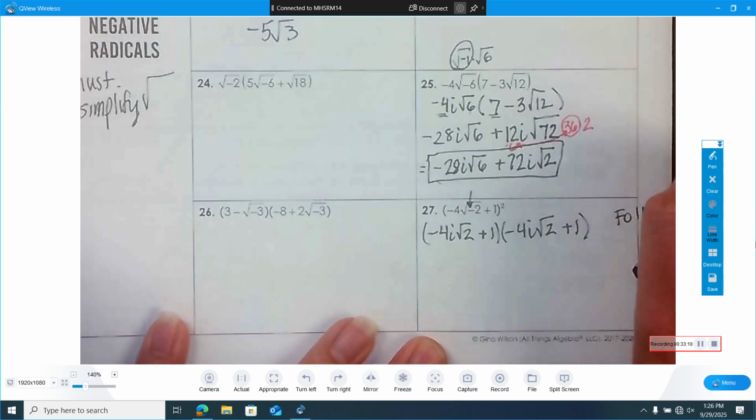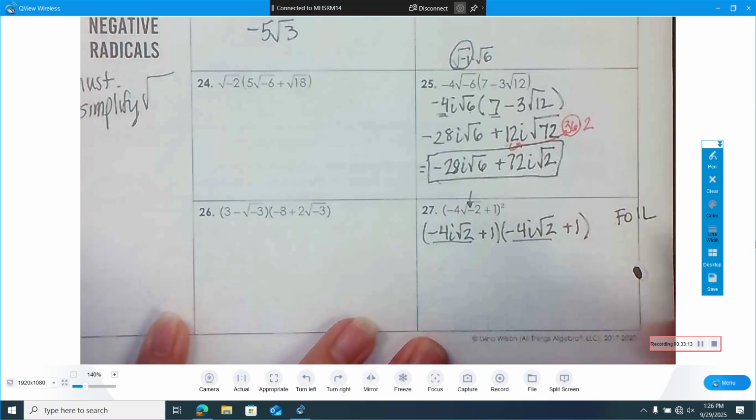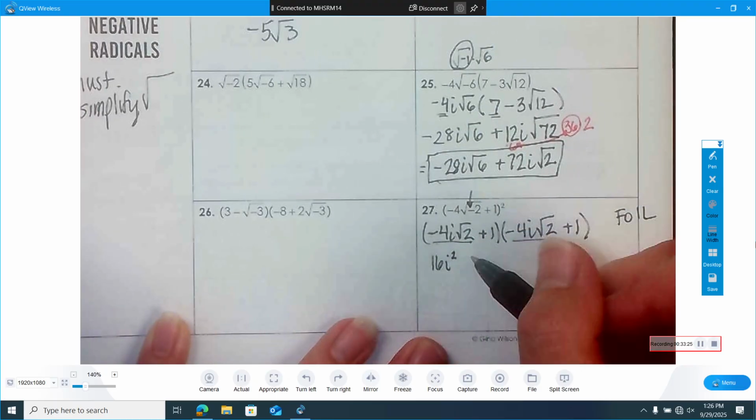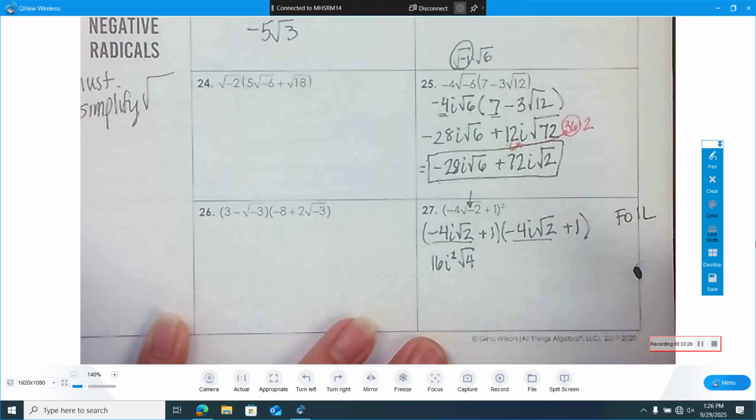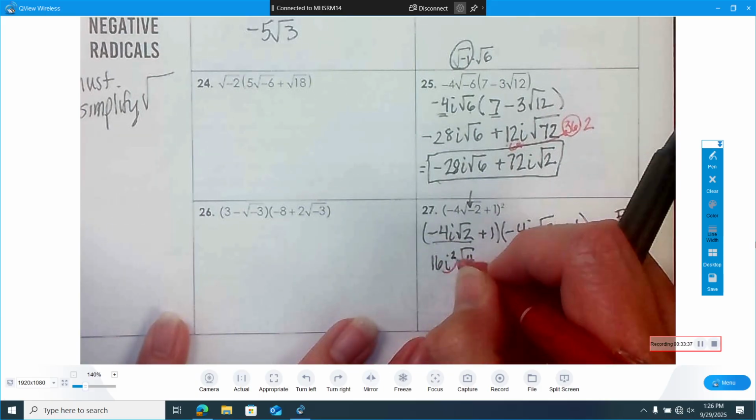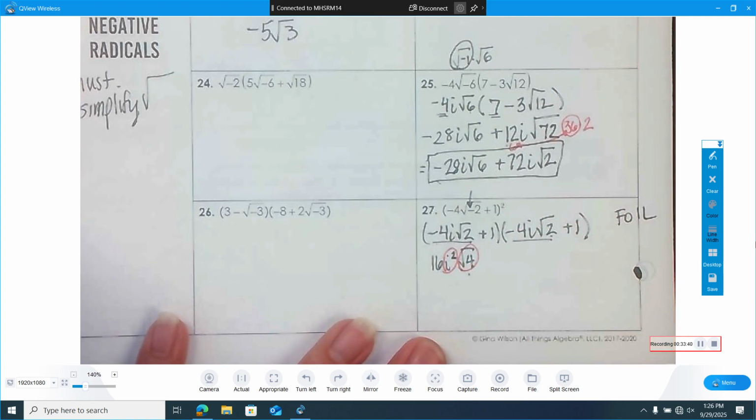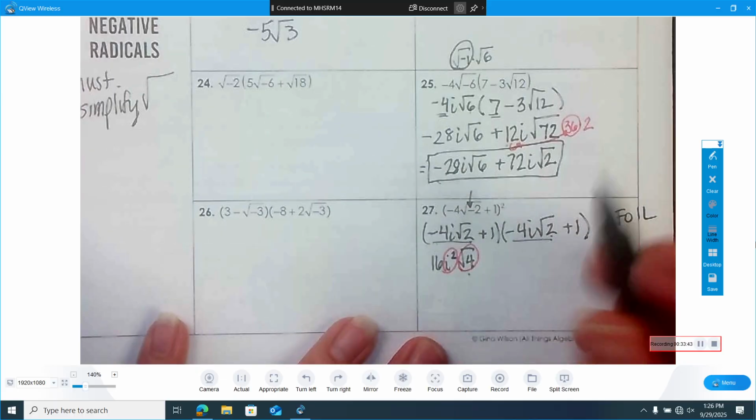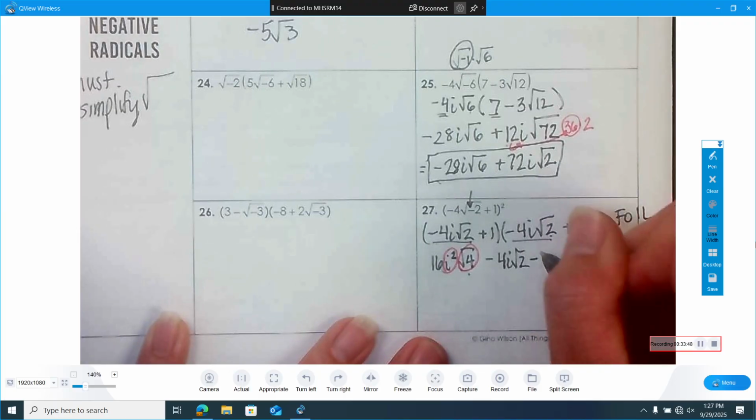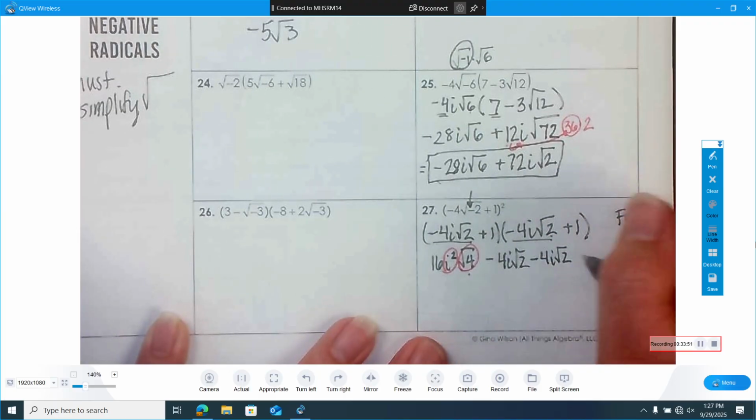And now we're going to FOIL. First times first becomes squared radical 4. You can absolutely do that. Radical 2 times radical 2 is radical 4. That is also going to clean up. So both of these are going to clean up, and I'll just do that in the next step. And then the outside becomes negative 4i root 2. The inside is again negative 4i root 2, and last times last is 1.